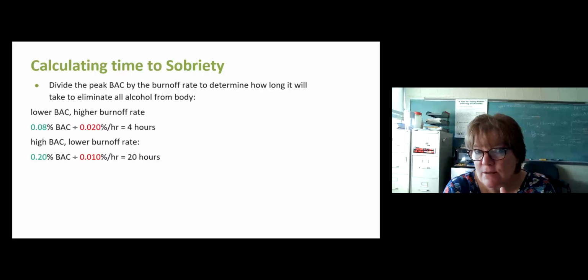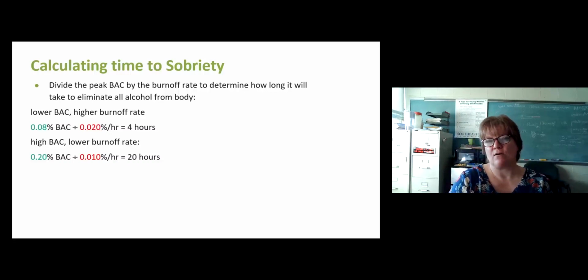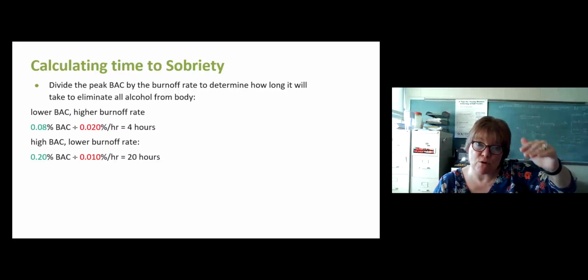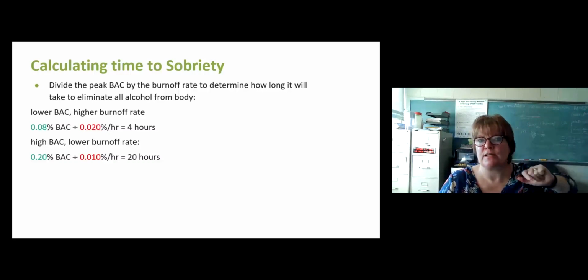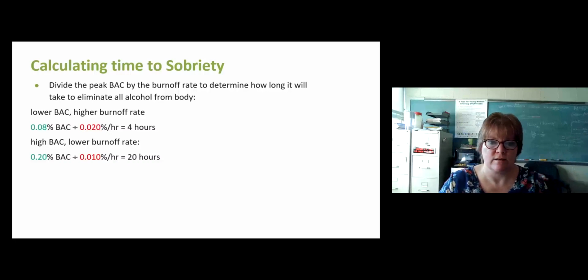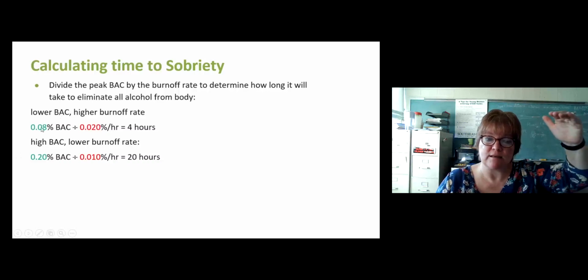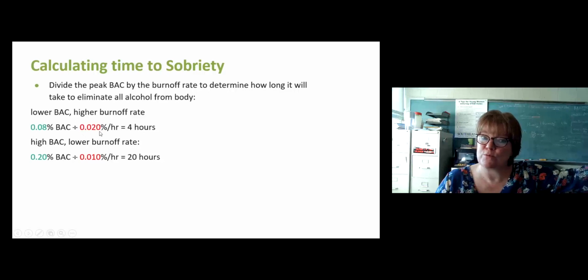So how much time would it take to be sober? This ends up being a very effective way of doing these calculations to try to understand how alcohol affects the body. You would divide the peak blood alcohol content by the burn-off rate to determine how long from the peak time to complete sobriety. So if I have a lower blood alcohol content peak of 0.08%, and a higher burn-off rate of 0.020%, remember we said we'll use about 0.015, this would be 4 hours.